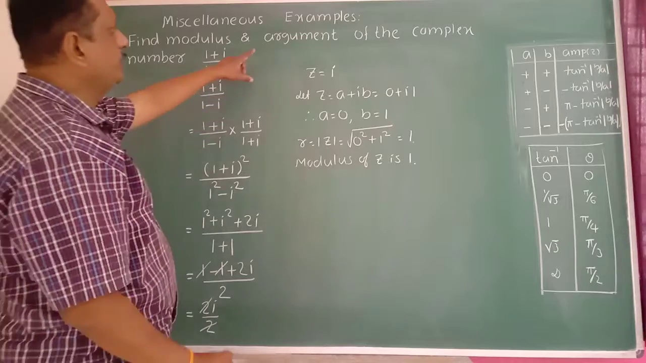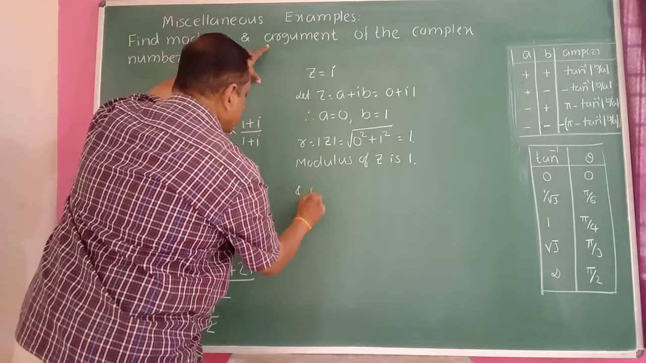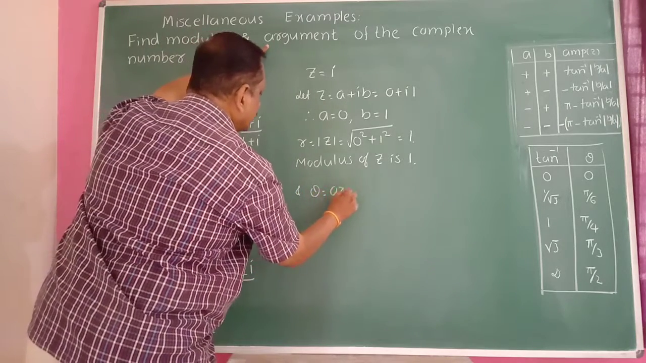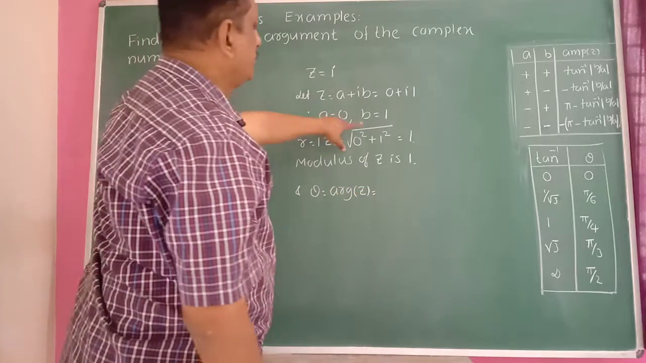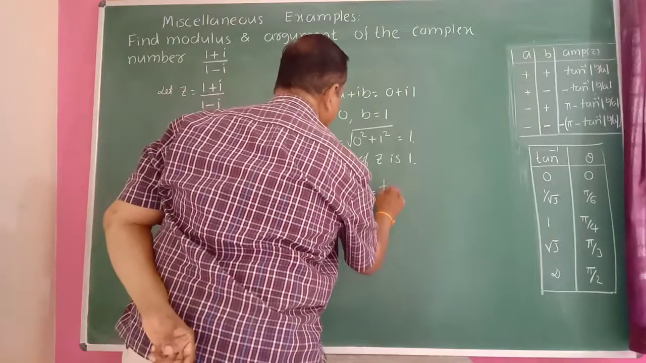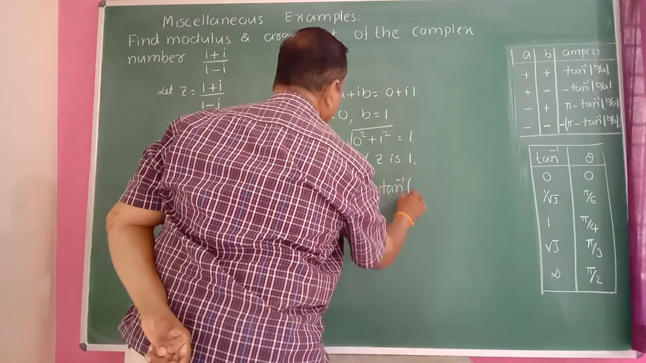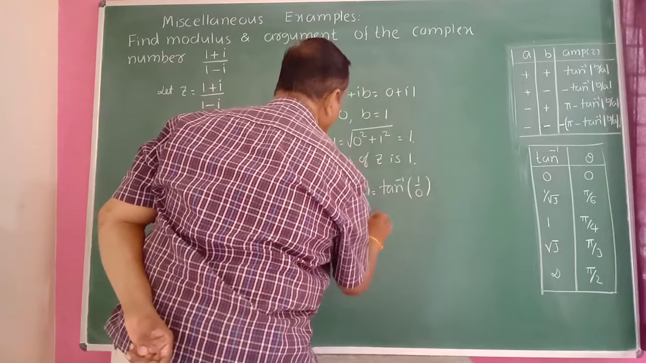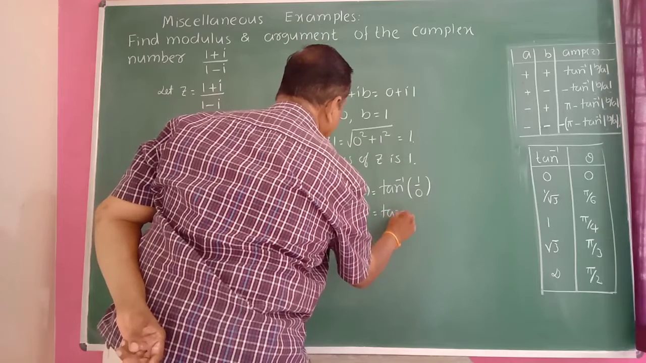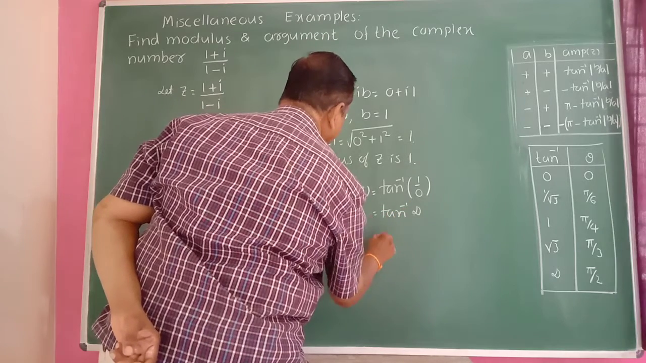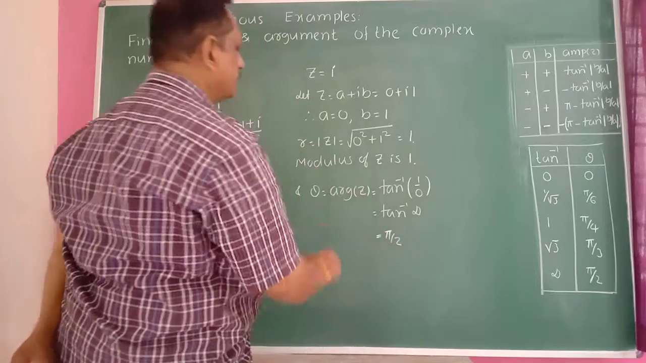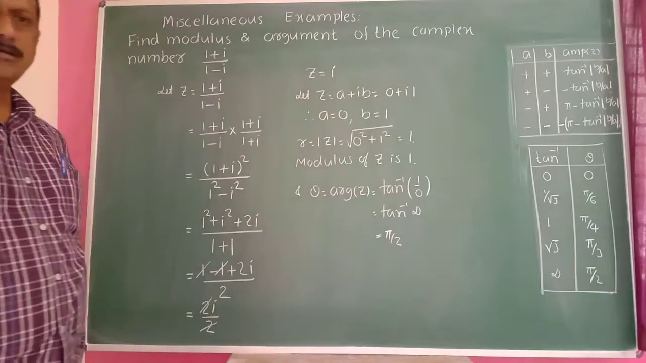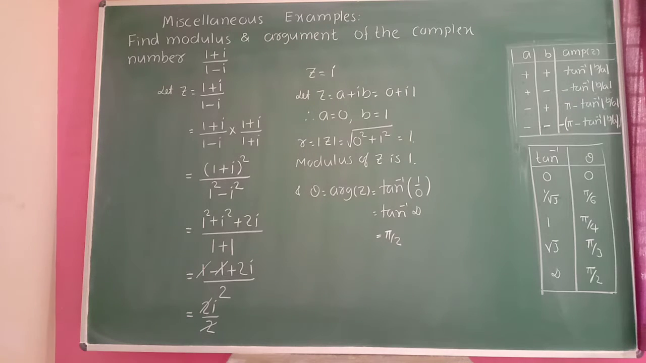Then you find the argument of the complex number. Theta is equal to the argument of the complex number z, both are positive here. Therefore, tan inverse of 1 divided by 0. That is tan inverse of infinity. It is pi divided by 2. Hence, the argument of the complex number is pi divided by 2. 90 degrees.